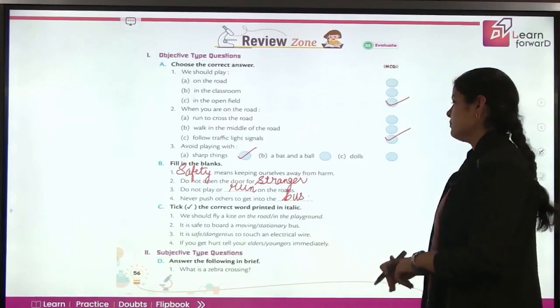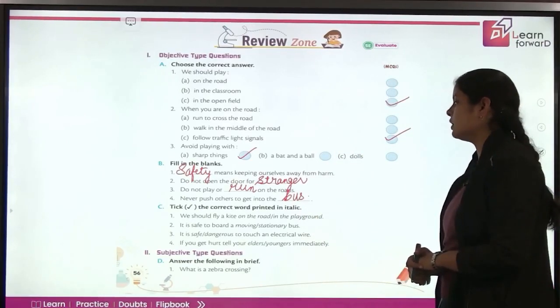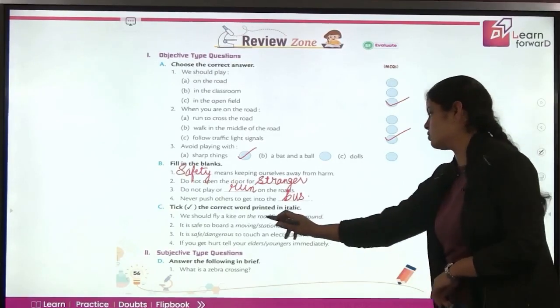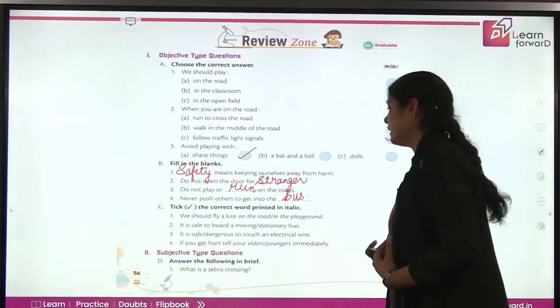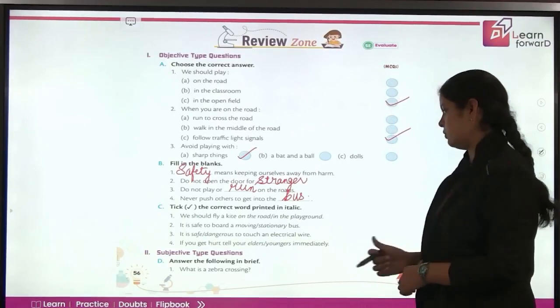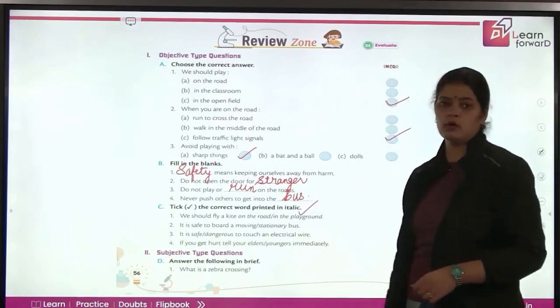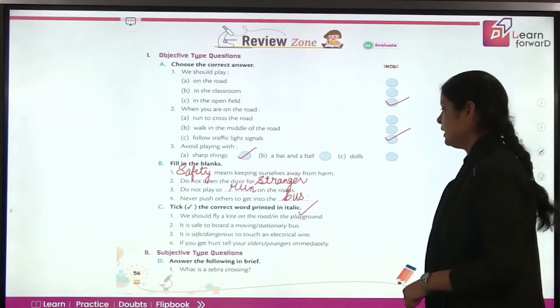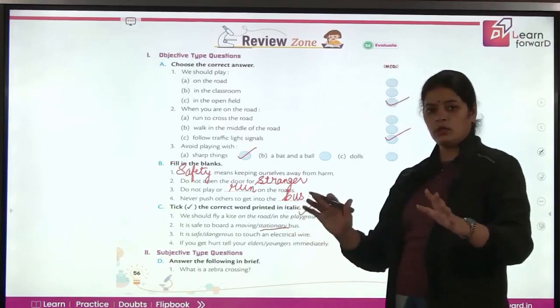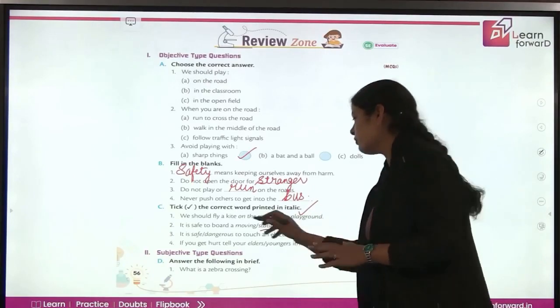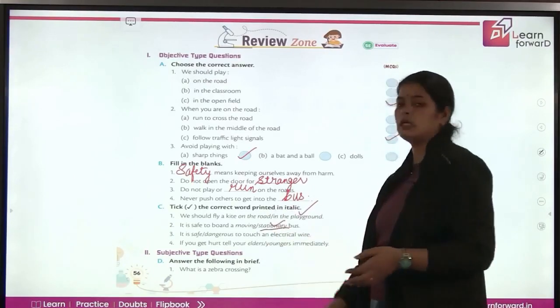True and false? Okay, tick the correct word printed in italics. So this is italics. You have to tick the correct word. We should fly a kite on the road, in the playground. So the correct one is in the playground, not on the road. It is safe to board a moving bus or stationary. Stationary means a bus at rest. So a moving bus we should not board, but the stationary one.